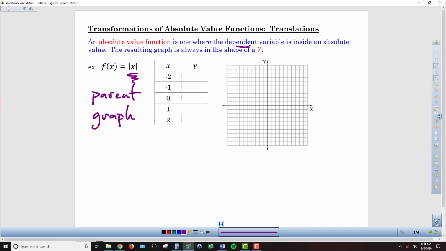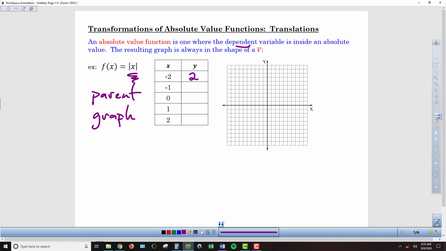We're going to graph this using a t-table, but we're very quickly going to move away from the use of a t-table because we're going to be able to base everything off of this initial graph. To get us started, I've just got a simple t-table here. So -2, if we plug that in for x, hopefully we remember that when you take the absolute value of a number, it's always positive. Absolute value is a measure of distance from 0. Distance is always positive. So therefore, the absolute value of -2 is going to equal 2.